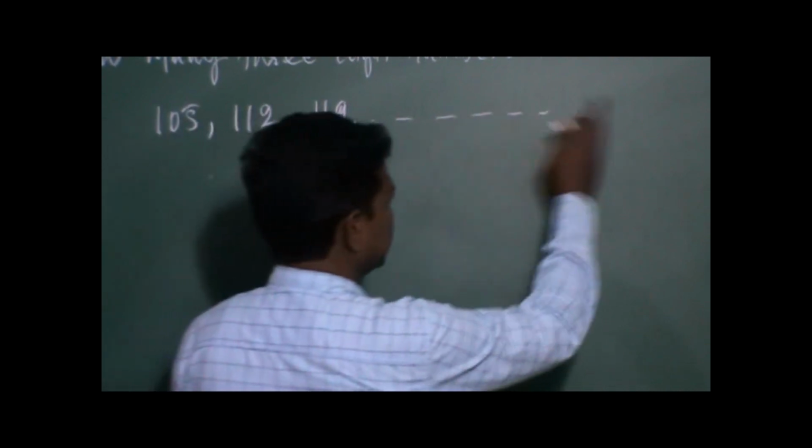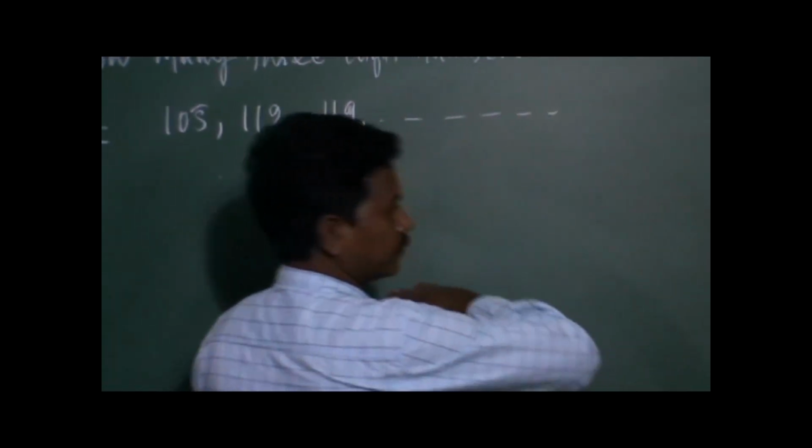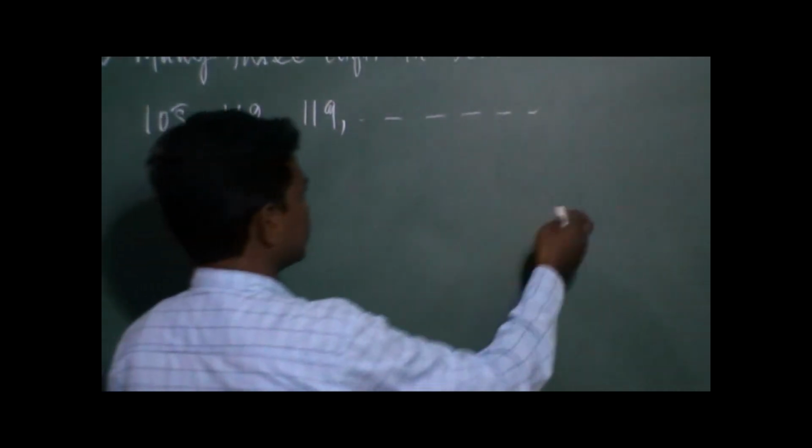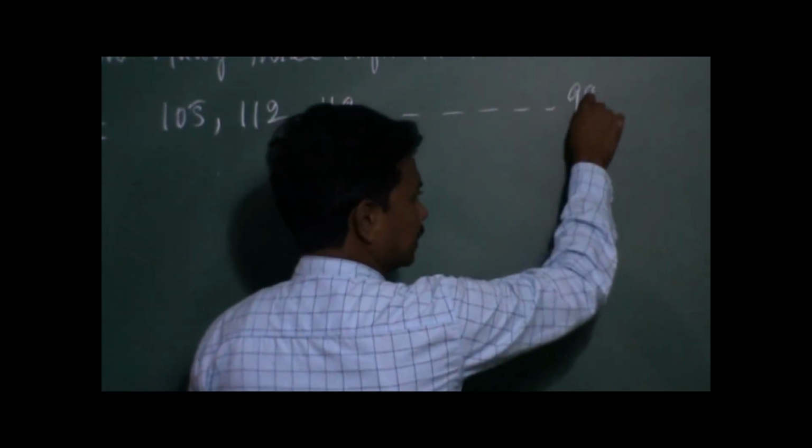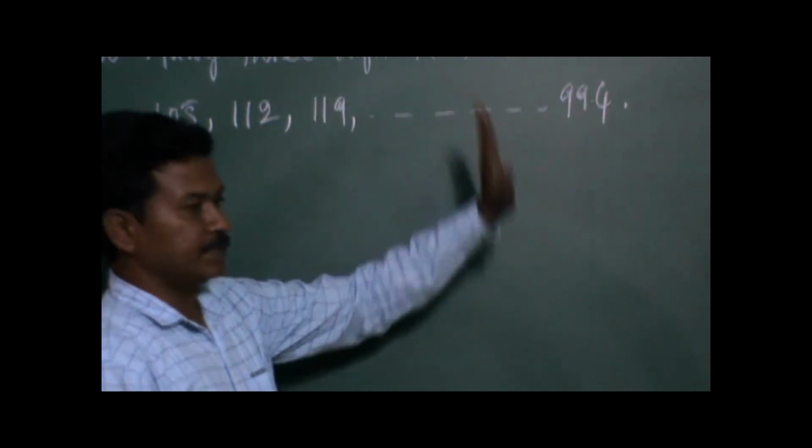So the last 3-digit number, between 100 and 999, the highest number which is divisible by 7 is 994. So this is the required AP you have got. So now he is asking you, how many 3-digit numbers are divisible by 7?